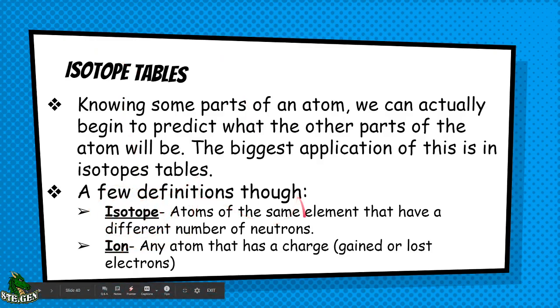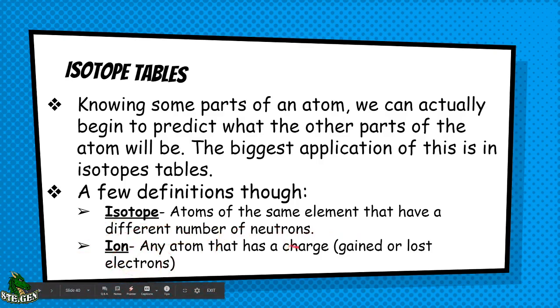Isotopes are atoms of the same element that have a different number of neutrons. Technically, it's that they have a different mass, but they need to still be the same element. So two pieces of carbon, for example, one could be carbon-12 and one could be carbon-14. Those differ by mass, but they still have the same number of protons. They would still have to have 6 protons.